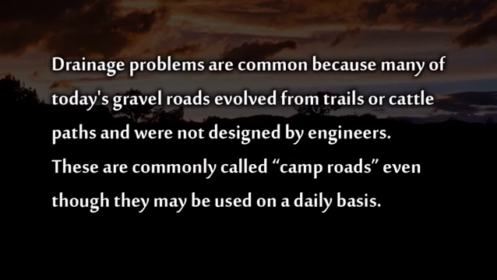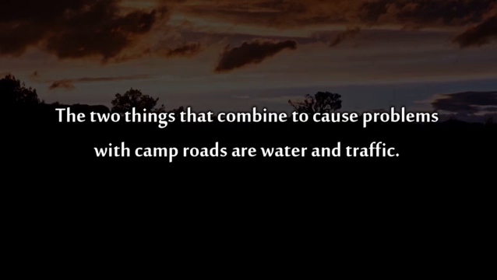Drainage problems are common because many of today's gravel roads evolved from cattle trails. Paths were not designed by engineers. These are commonly called camp roads, even though they may be used on a daily basis. I don't know anybody calls our roads camp roads, but that's what this document calls them. And it's true. There are many, many places on Woodland Valley where you're driving down the road and right alongside is a 2-track. And then it comes in and seems to disappear in the road. You see a ways down, it goes on the left side. Goes down a ways, and then it's on the other side. All the developer did was put a straight road through there, but it was a cattle trail originally. Two things combined to cause problems with camp roads: water and traffic.